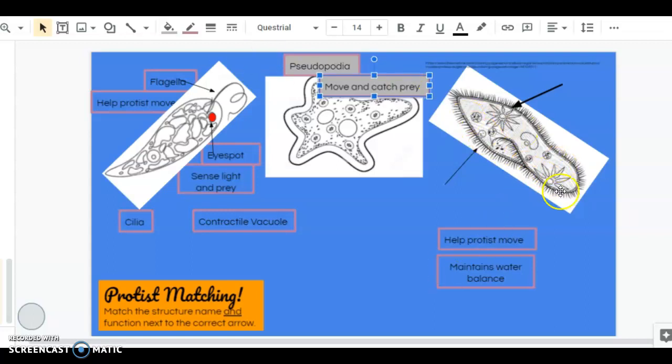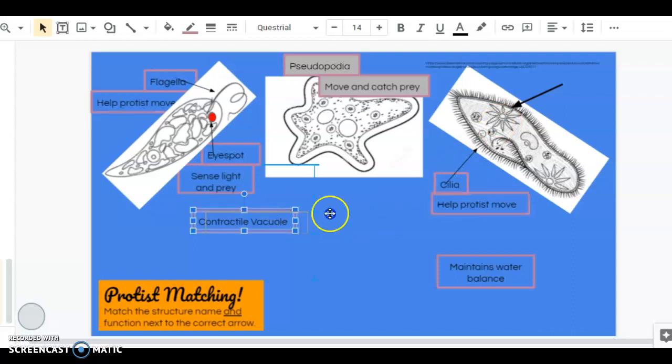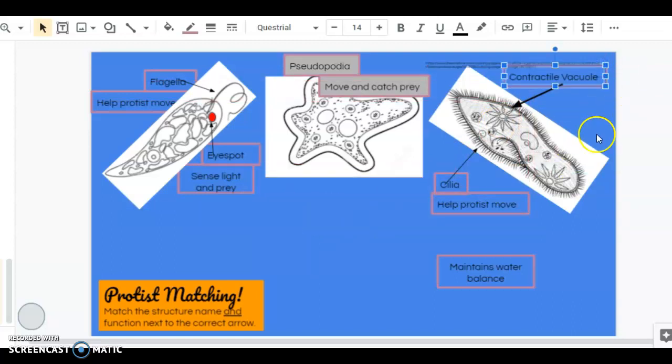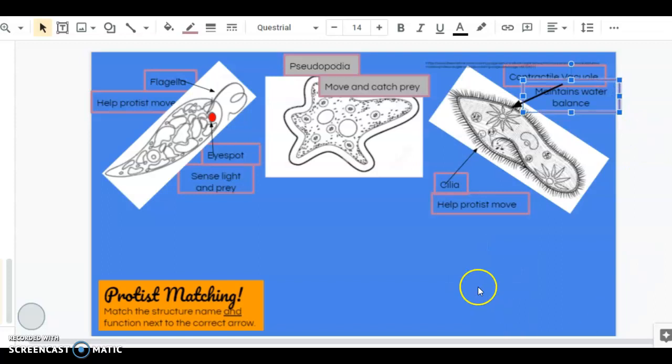Finally, down here, we have the paramecium, and it has lots of short little extensions. These are called cilia, and they help the protist to move. We have a kind of a star-shaped structure here. That is the contractile vacuole. When filled with water, it squeezes to get rid of the excess water, which helps to maintain water balance.